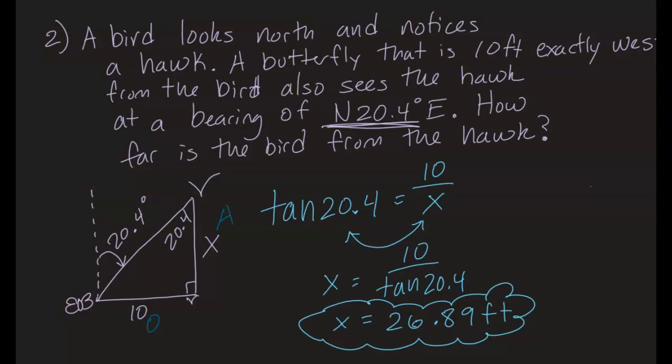Because you're looking, so they gave us this angle inside the triangle, right? The opposite side is the side across from your angle, and the adjacent side is the one right next to the angle. So that's how we labeled O and A there.